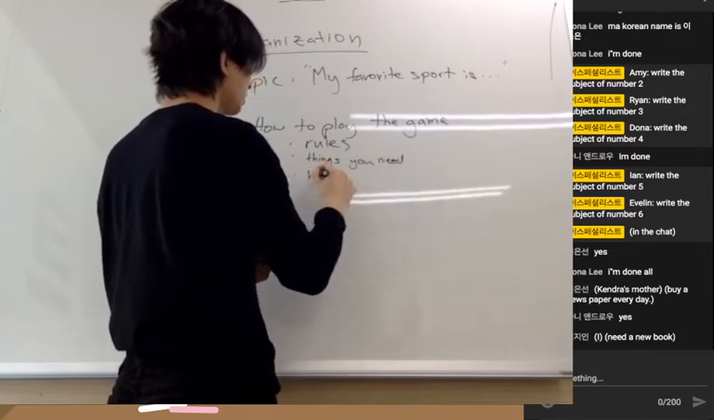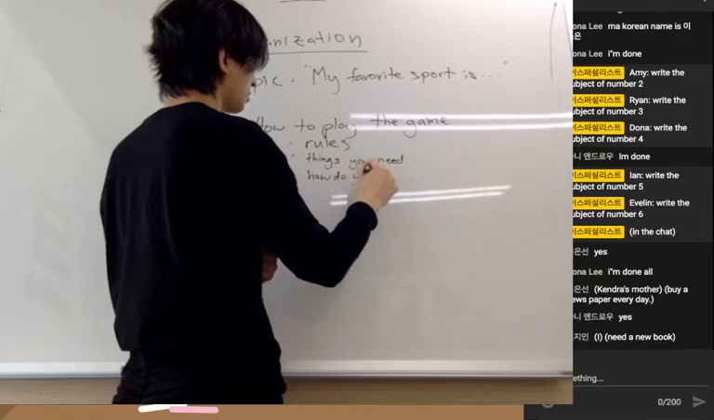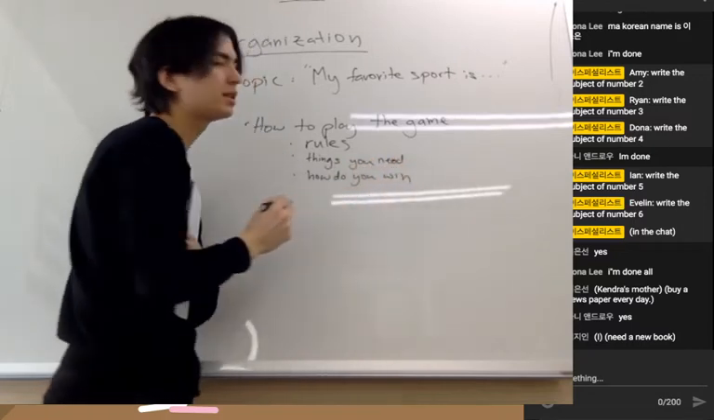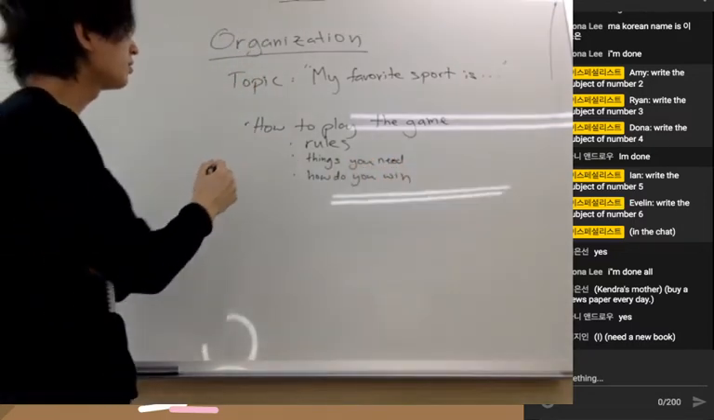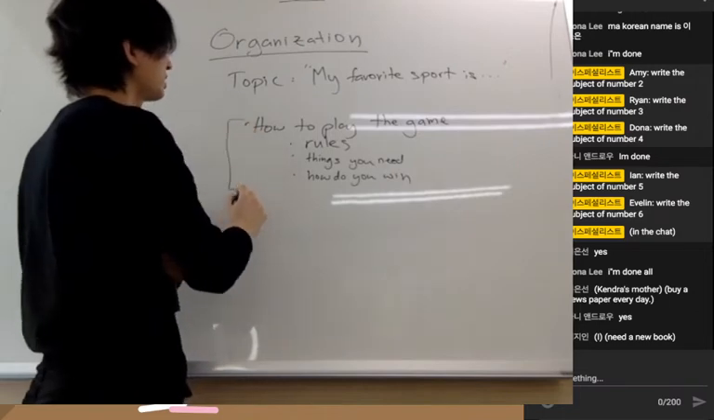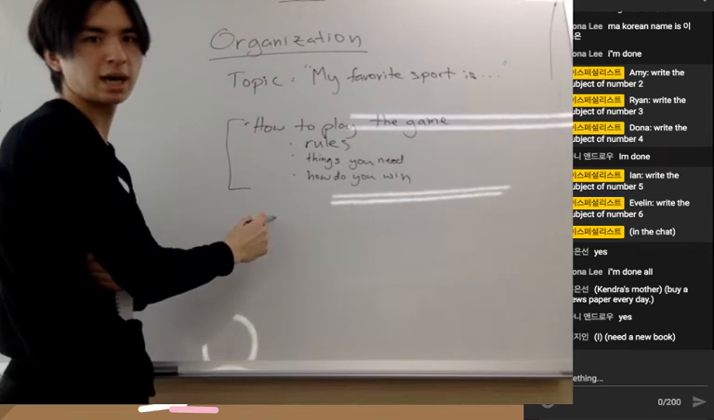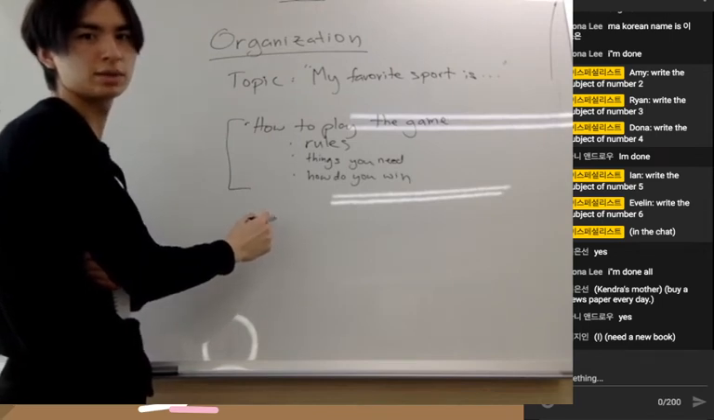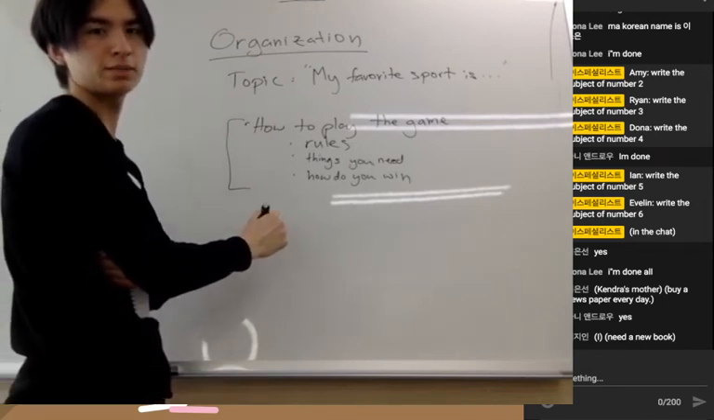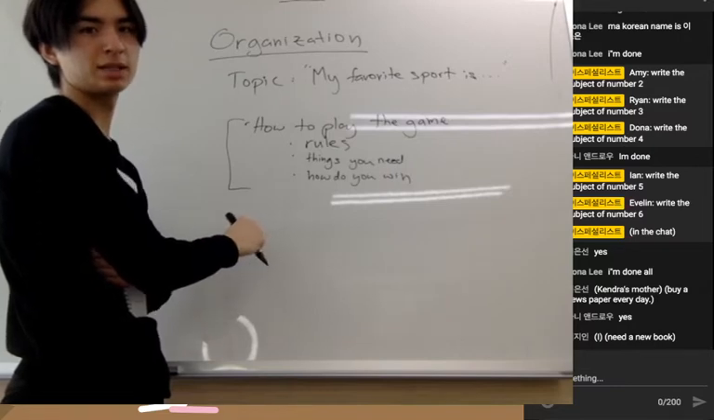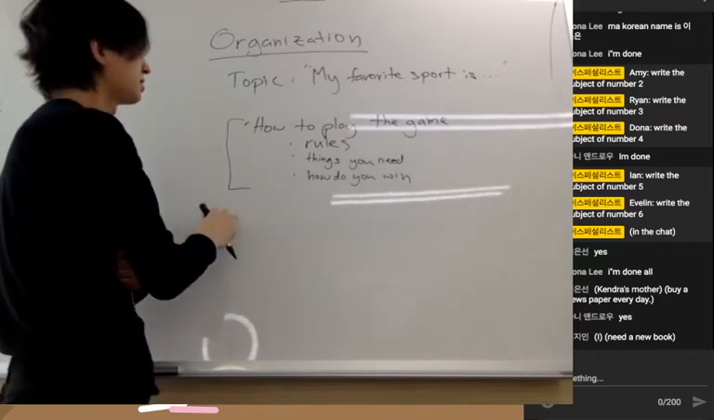How do you win? All of these sorts of things are included in how to play the game. So if you put how to play the game, that is rules, where it is played, how many people are needed, and other details.